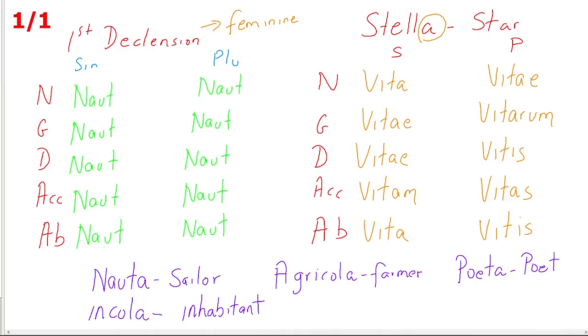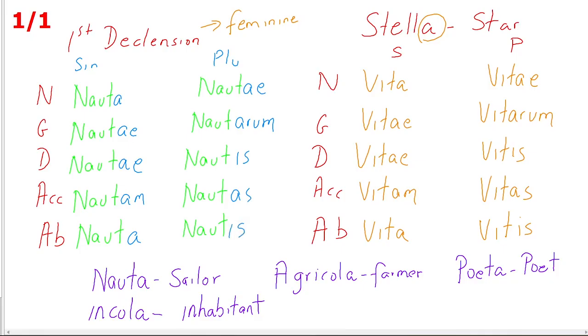So how would nauta be declined? Nominative would be nauta, genitive nautae, dative nautae, accusative nautam, ablative nauta. Plural, nautae in the nominative, genitive nautarum, dative nautis, accusative nautas, and ablative nautis.